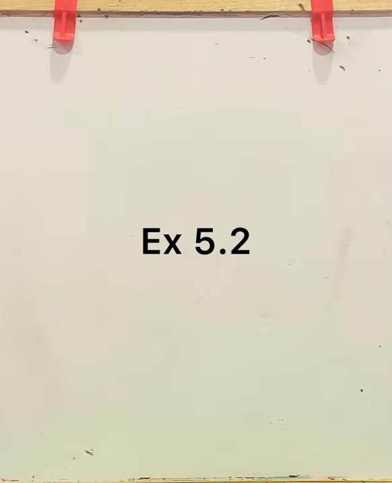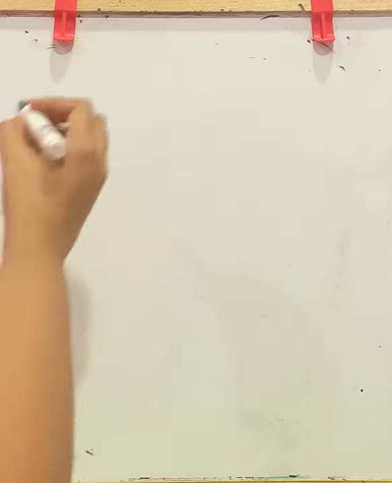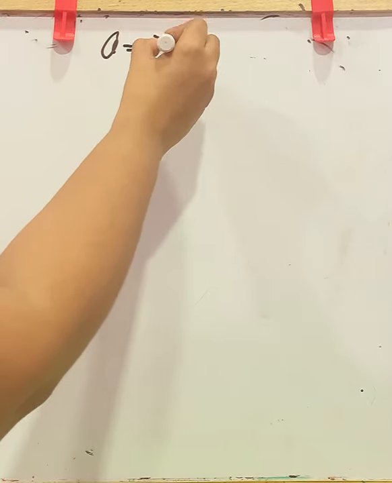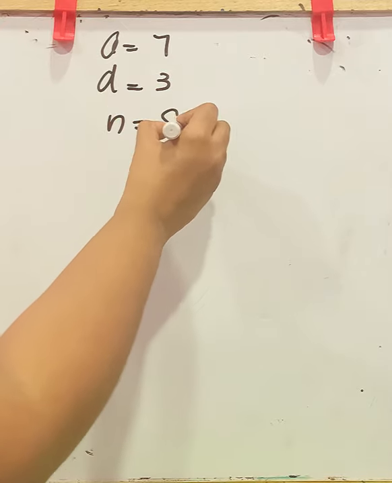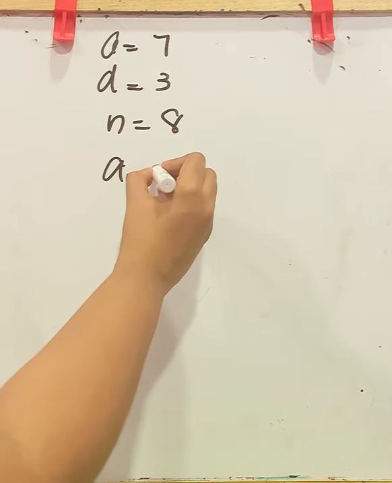First question. Fill in the blanks in the following table given that a is the first term, d is the common difference, and an the nth term of the AP. First is a equal to 7, d equal to 3, n equal to 8. We have to find an.